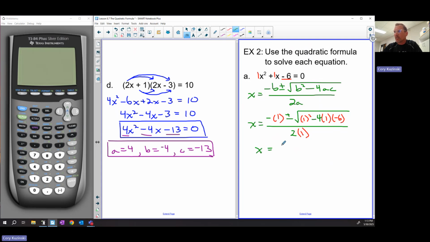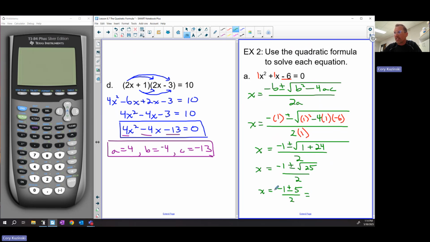X is the opposite of 1, which is negative 1, plus or minus the square root of 1 squared, which is 1. I got a negative 4 times 1 times negative 6. That's going to be a positive. 4 times 1 is 4, times 6 is 24. All over 2. Keep going. This is plus or minus the square root of 25 all over 2. And this is negative 1 plus or minus 5 over 2, because the square root of 25 is 5.